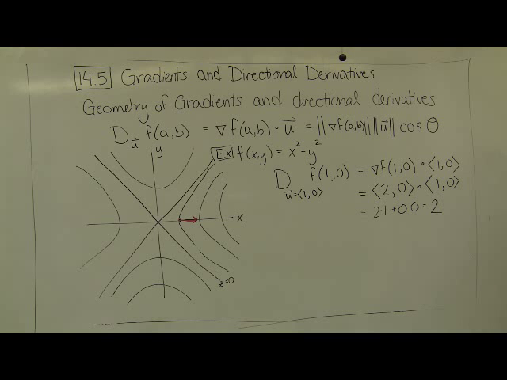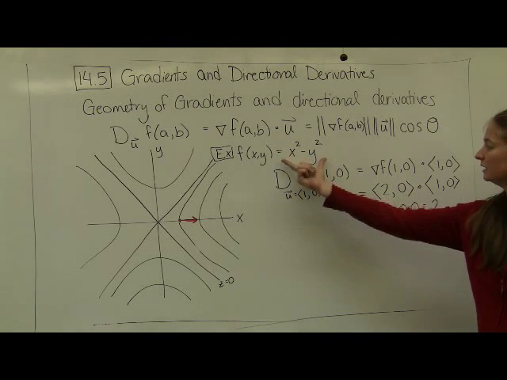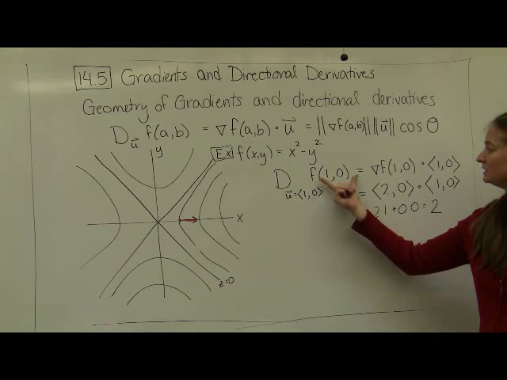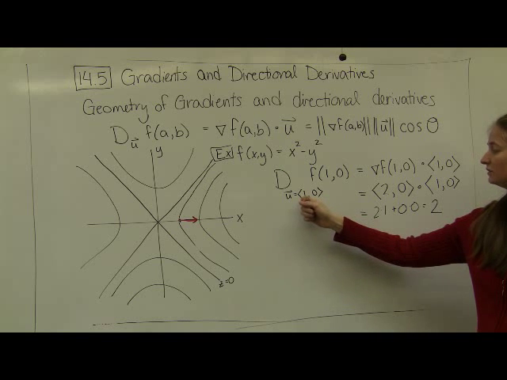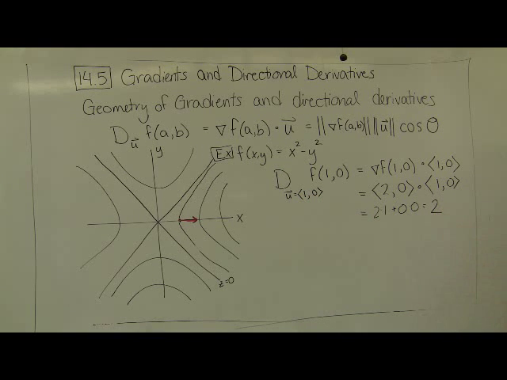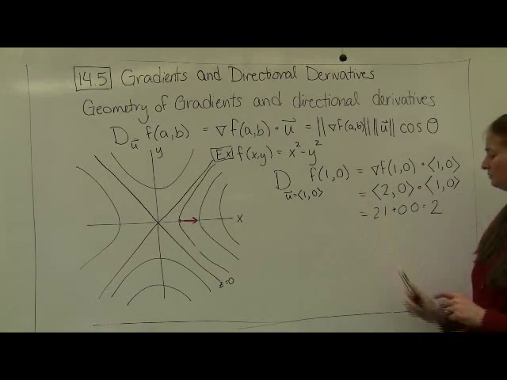So I just found that the directional derivative of this function evaluated at the point (1, 0), where my direction vector was given by the direction vector (1, 0), I get a directional derivative of 2. Well, what exactly does that mean? This is only meaningful when it's evaluated relative to other points.